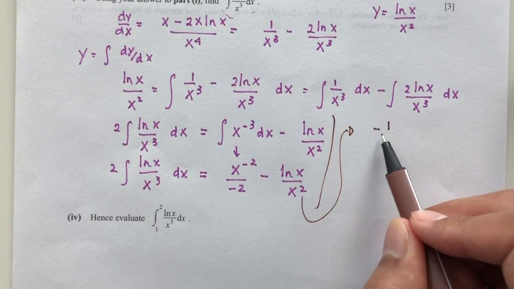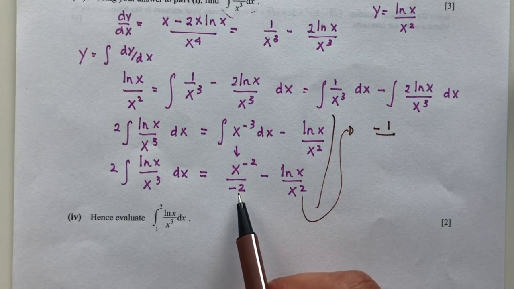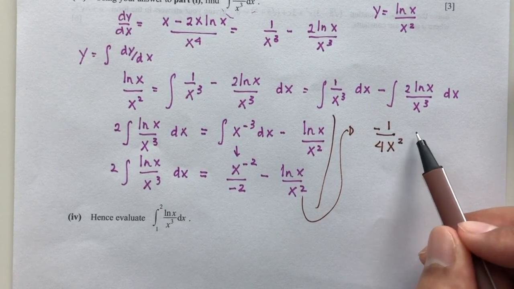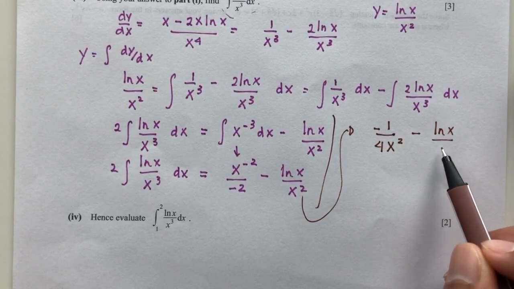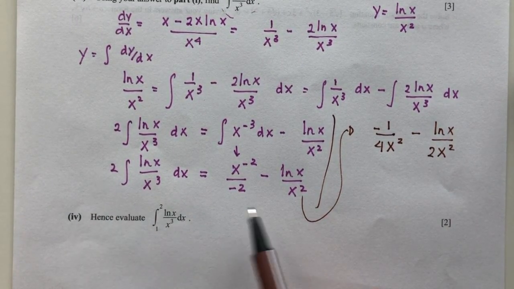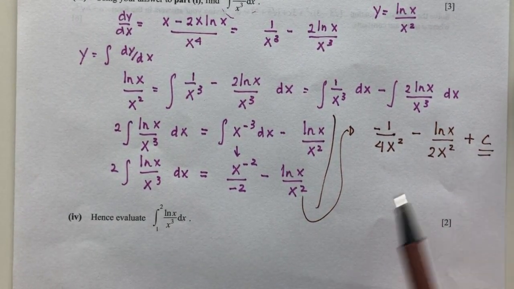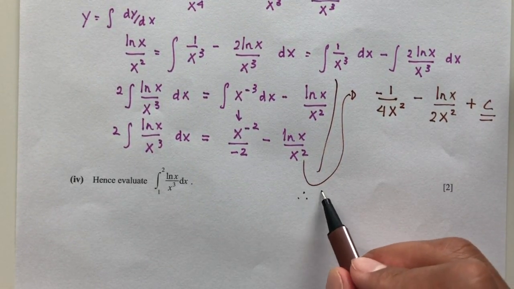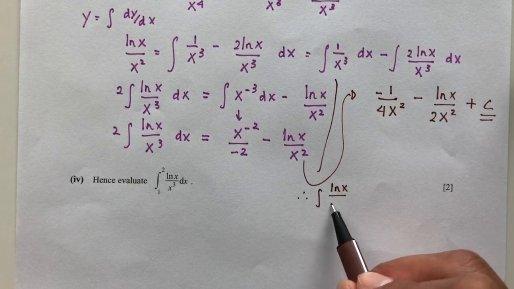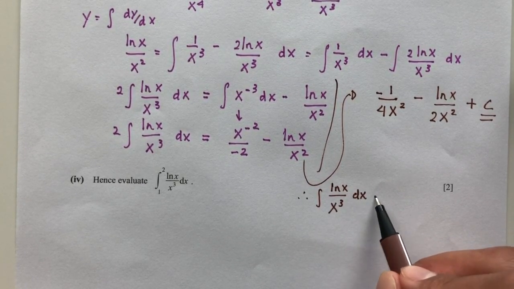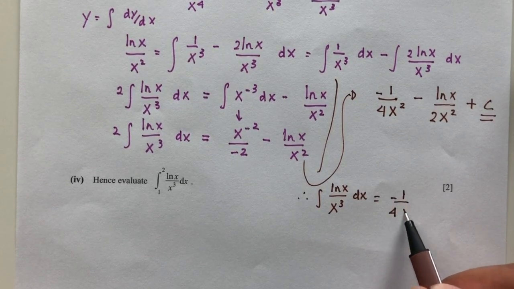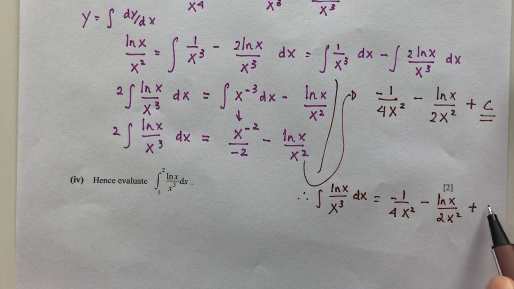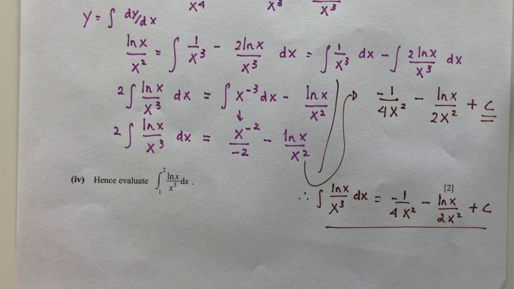minus 1 over, because we're trying to divide by 2, that will become 4, and this will become x power 2, minus ln x over x squared, but 2 because divided by 2, and plus c for the constant of integration. So just to write everything down, your value for the integration of ln x over x power 3 dx is equal to minus 1 over 4x squared minus ln x over 2x squared plus c. This will be your answer for part 3.